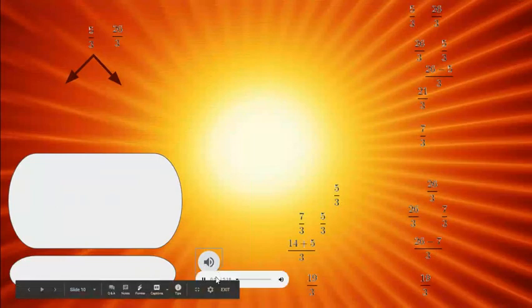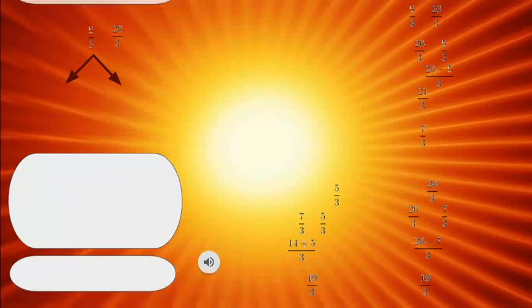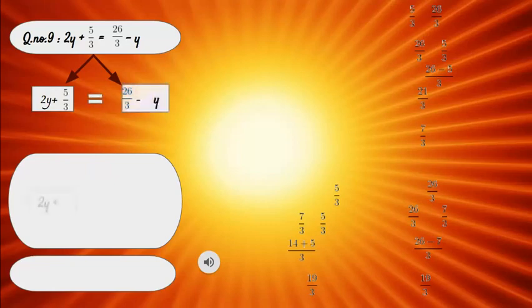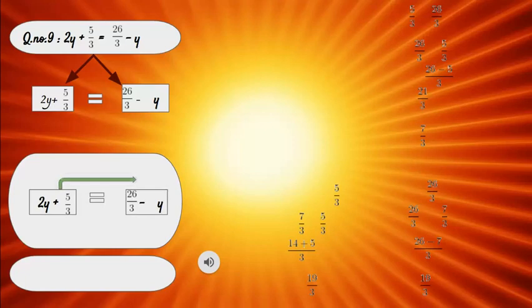Now we can solve question number 9. 2y plus 5 upon 3 is equal to 26 upon 3 minus y. Left side it is 2y plus 5 upon 3, and right side it is 26 upon 3 minus y. So here from left side, plus 5 upon 3, we have to shift to the right side. Plus is there, so minus. It will change as minus 5 upon 3. The same way from right side, minus y is there, that we can take as plus y.